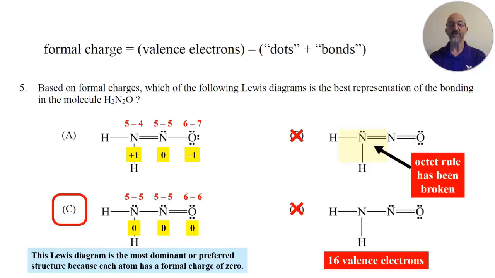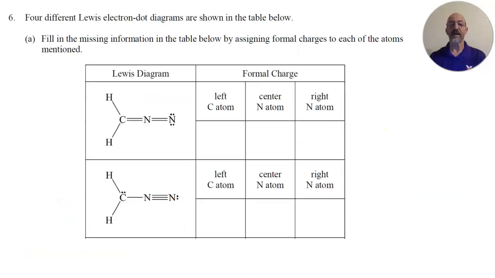Now there's another question on formal charge. This is question 6. Question 6 says, 4 different Lewis electron dot diagrams are shown in the table below. In part A, it says, fill in the missing information in the table below by assigning formal charges to each of the atoms mentioned. So I'll begin with that first Lewis diagram.